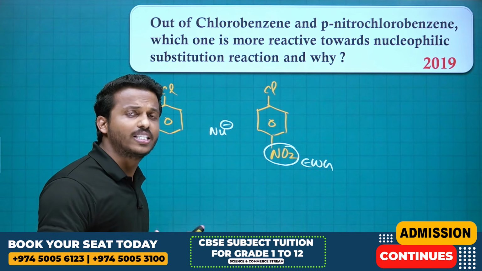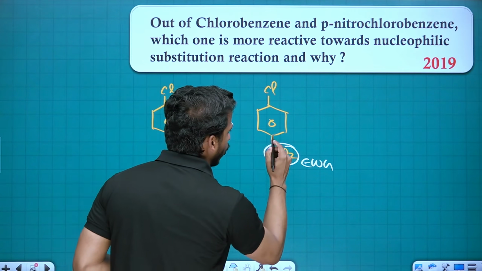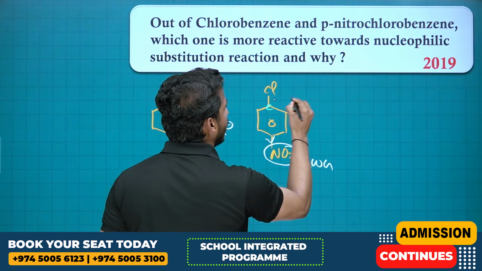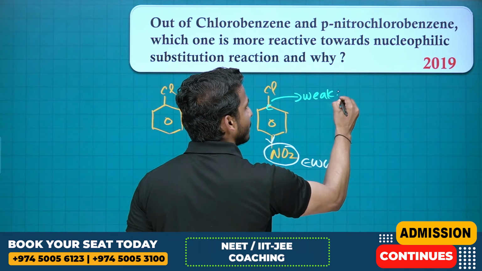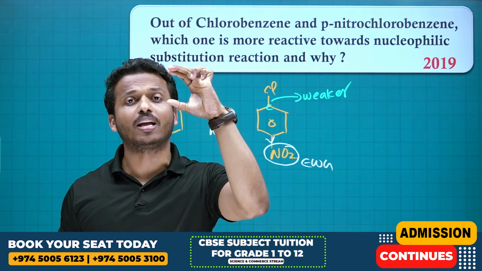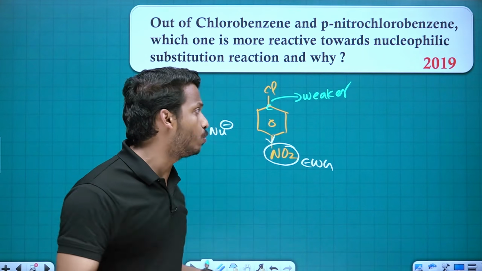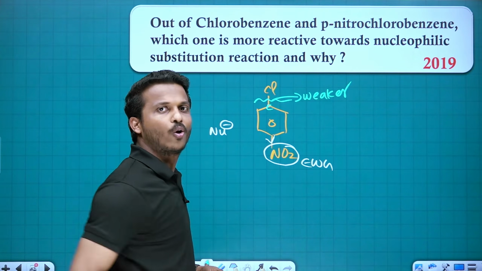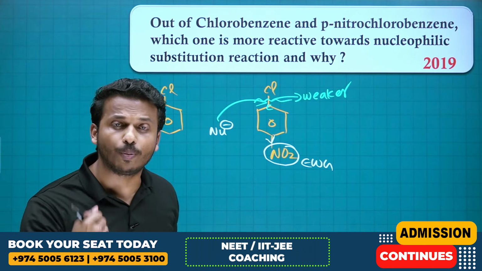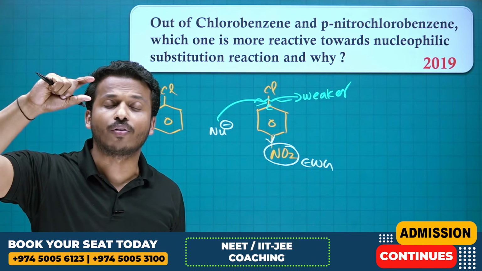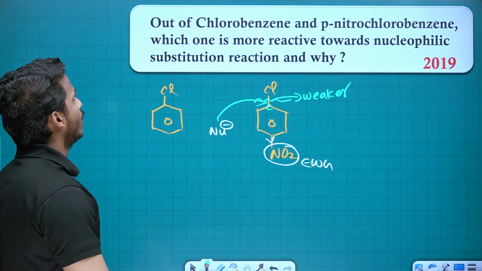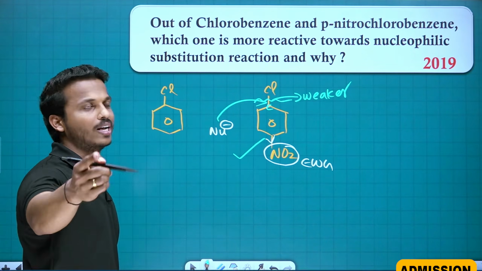What happens if there is an electron withdrawing group? They withdraw electrons from the chain and make the C-Cl bond weaker. Yes or no? If it is weaker, you can easily remove the chlorine and easily bring in the nucleophile. So if an electron withdrawing group is on the ring, removal of the halogen is easier and nucleophilic substitution can happen faster. So this one undergoes the reaction faster, my dear.